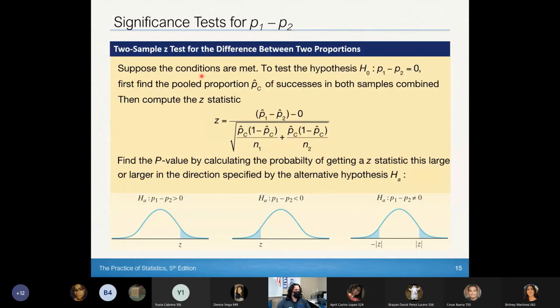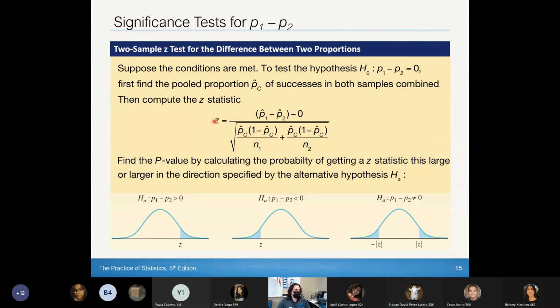All right, so suppose the conditions are met. And this is our inference method for our significance test for the difference of population proportions. To test the hypothesis H not such that p1 minus p2 equals 0, first find the pooled proportion p hat c of successes in both samples combined, and then compute the z statistic. Right? We use that pooled proportion in calculating our z statistic. We use that the same way that we used the null hypothesis proportion in chapter 9.